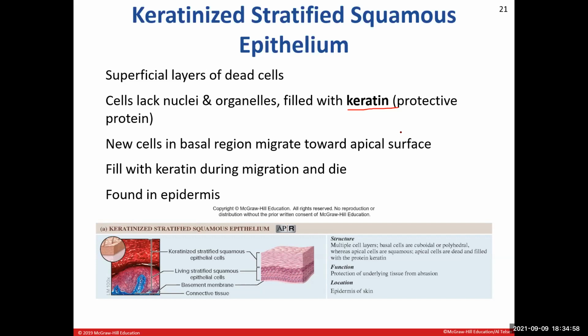So these cells will be found on the superficial, the top layers. Whereas on the bottom layers, those will be the newly regenerating cells, the younger cells that are eventually going to migrate up into the superficial areas. We already talked about this before, in the epidermis, the outer layer of your skin.